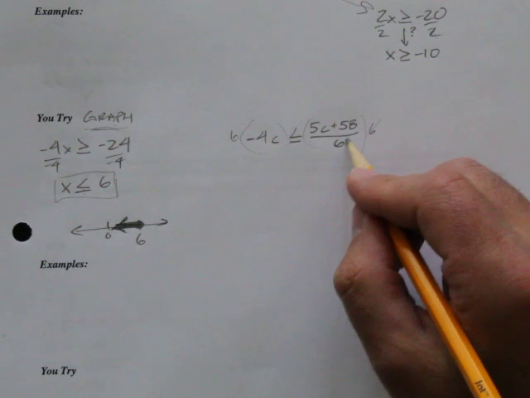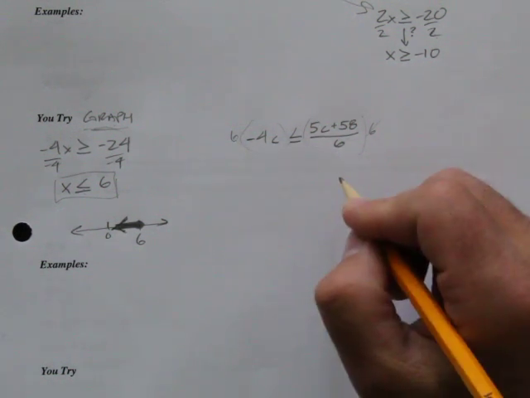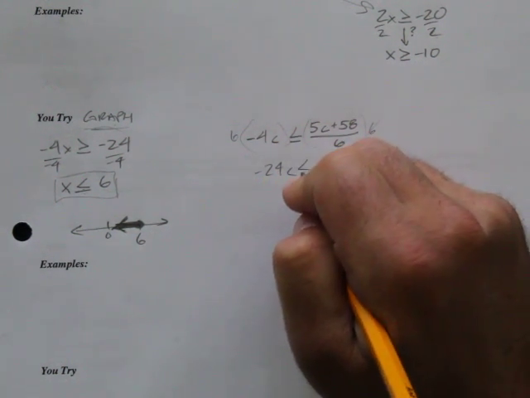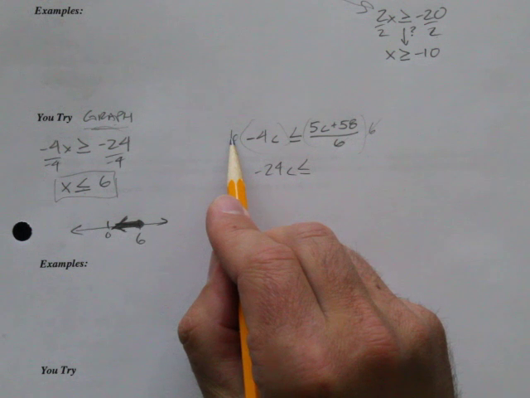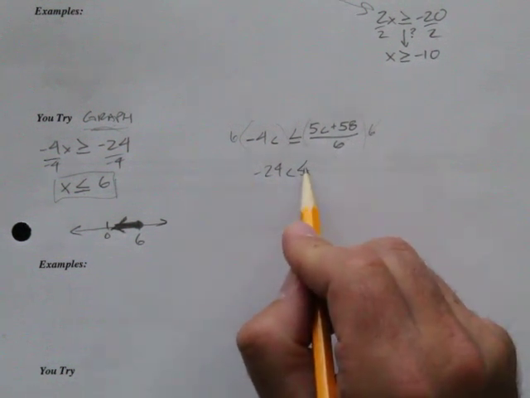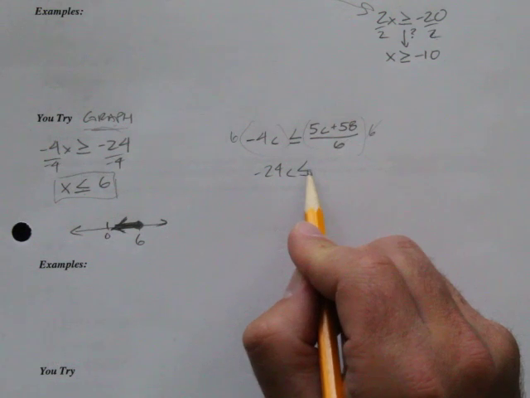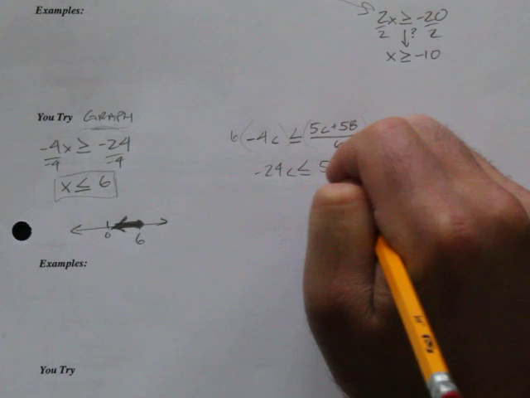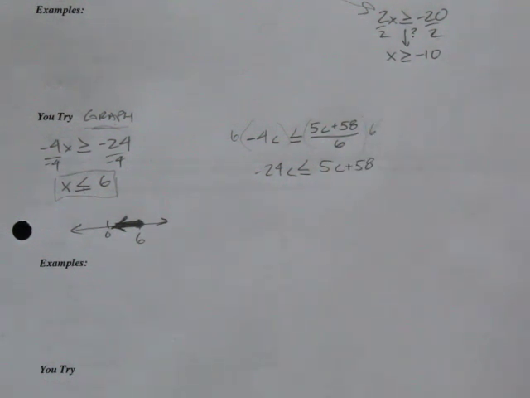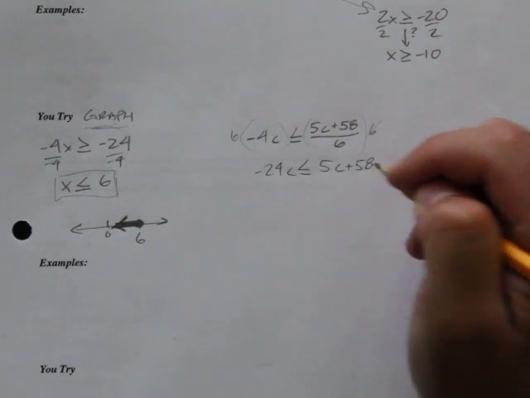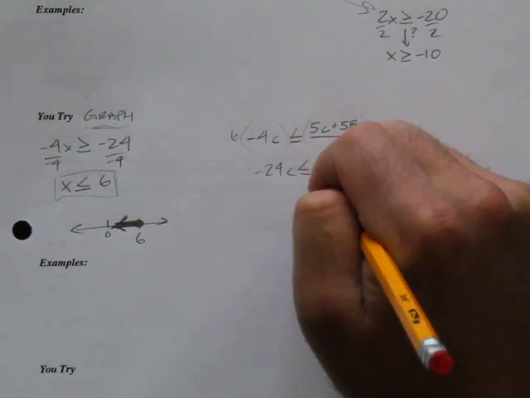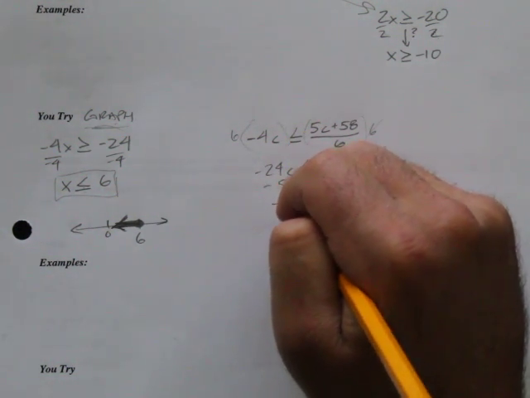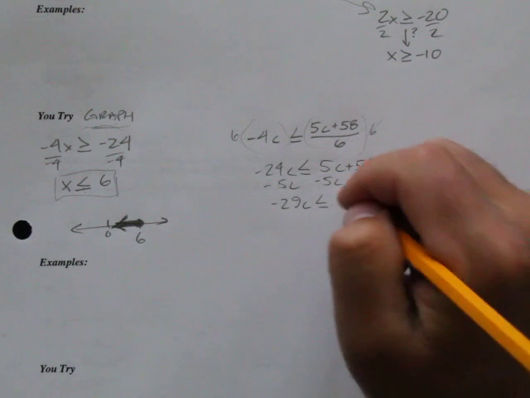So when I do that, these 6's go away, and this 6 multiplies by this negative 4c, no problem. Negative 24c is less than or equal to. Notice I did not multiply by a negative number, therefore I keep this as less than or equal to. And now that the 6 is gone, I've got 5c plus 58, and I feel much better about that. I'm going to subtract 5c from both sides. And so I'm going to end up with negative 29c is less than or equal to 58.